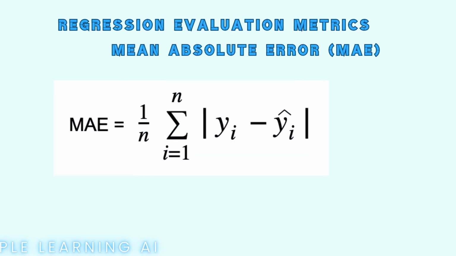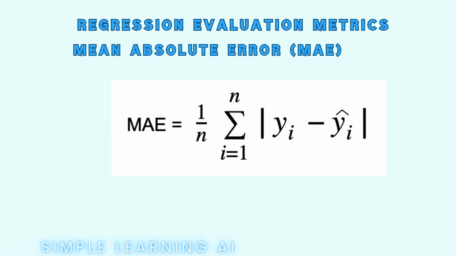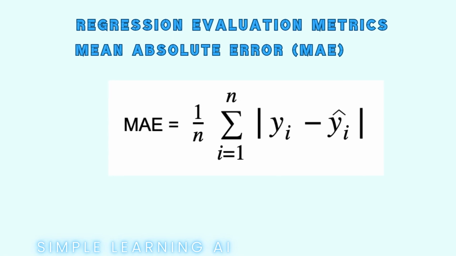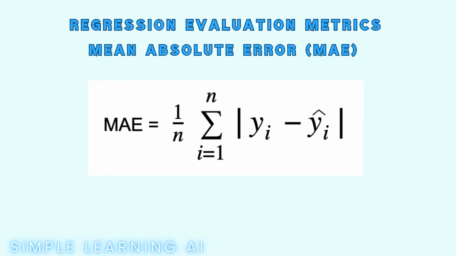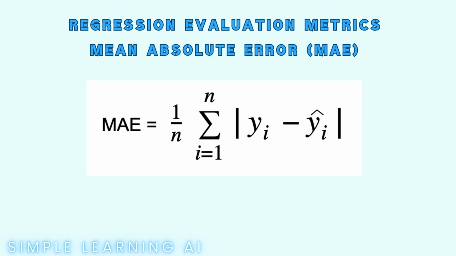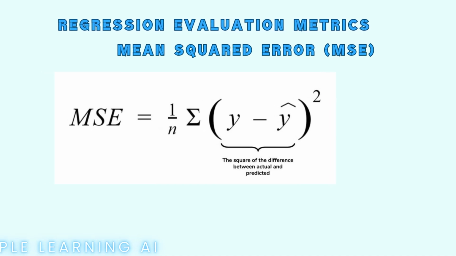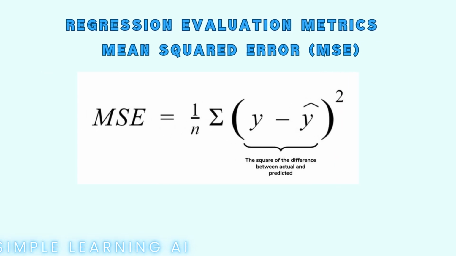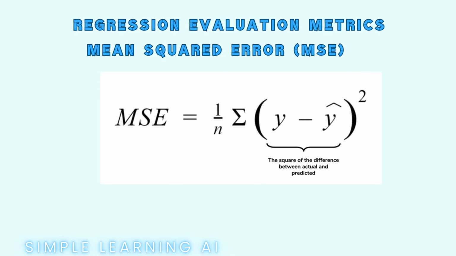Regression evaluation metrics. Mean absolute error, MAE, is the average distance between predicted and original values. Basically, it gives how far we have predicted from the actual output. Mean squared error, MSE, is similar to mean absolute error, but the difference is it takes the square of the average of the differences between predicted and original values.